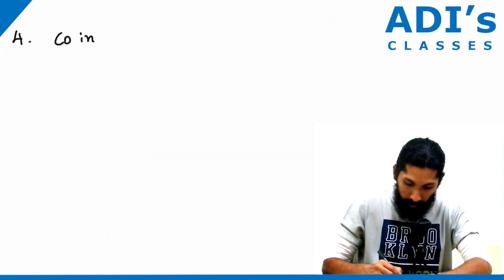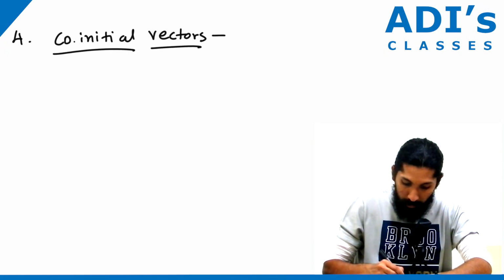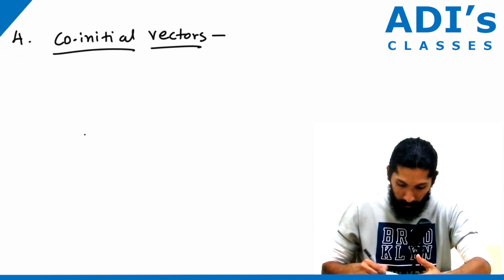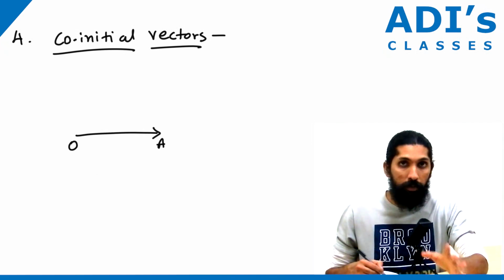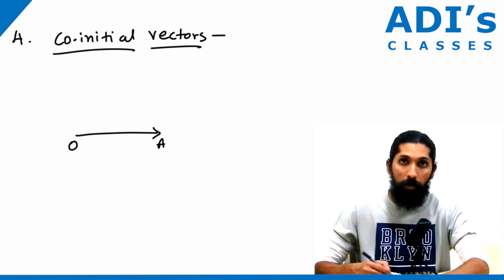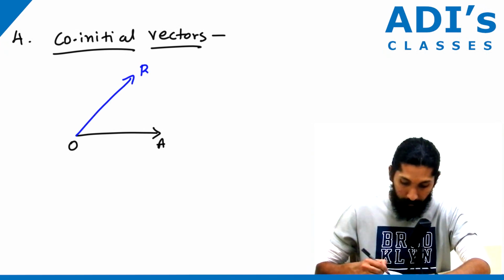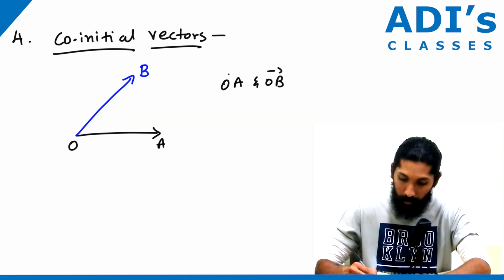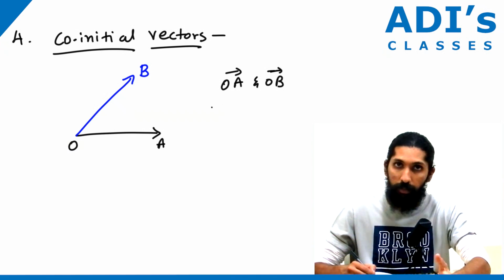Co-initial vectors. Guys, if you look at the name, it tells you co-initial. They start from the same point. Because whenever we talk about a vector, assume that this is a vector OA. Starting point is O, terminating point is A, correct? Or terminal point is A. So co-initial in the sense what? Two vectors will start from the same point. See, it's like this. So you can say that OA and OB, these two are co-initial vectors because both of them are starting from the same point O. Fair enough? These are co-initial.